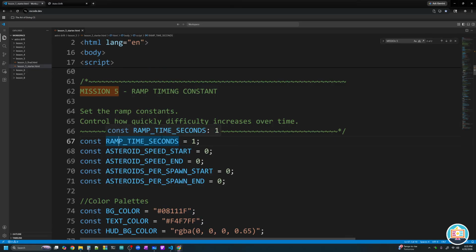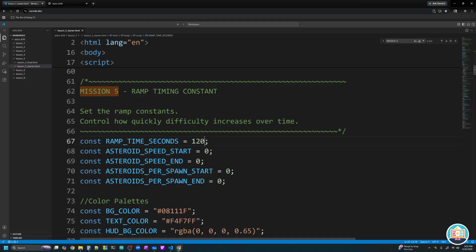This is the amount of time it will take for our game to reach its maximum difficulty. All right, so we'll start at the beginning, it'll be easy, and by the time we hit this number, it will reach maximum difficulty. We don't want that to happen in 1 second. That would be way too quick. I'm going to make it 120 seconds. So after 120 seconds, our game will be as hard as it is going to get.